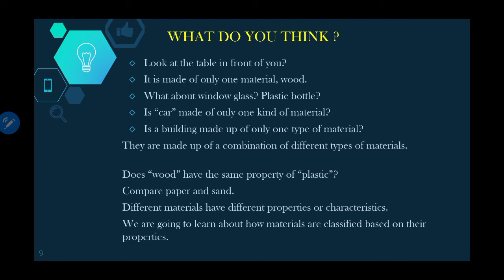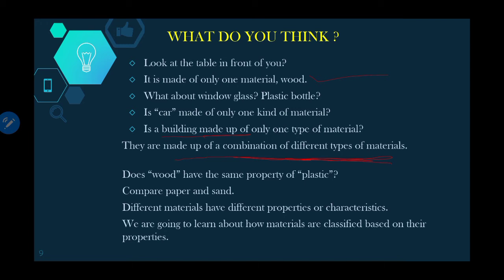What do you think? Let us guess. Look at the table in front of you. It is made up only from material wood, right? What about window glass? Plastic bottle. Is a car made of only one kind of material? Is a building made up only from one type of material? No. They are made up of a combination of different types of materials.